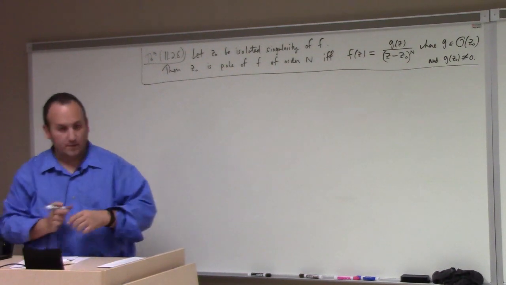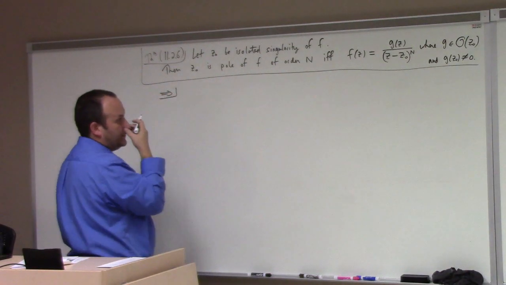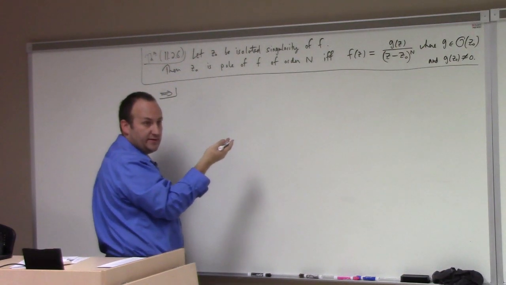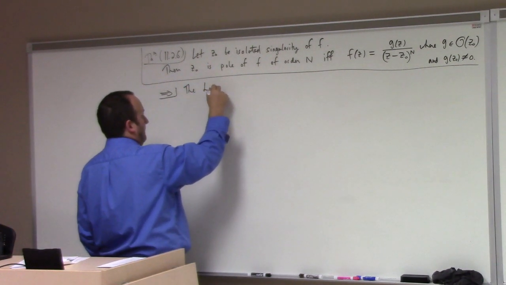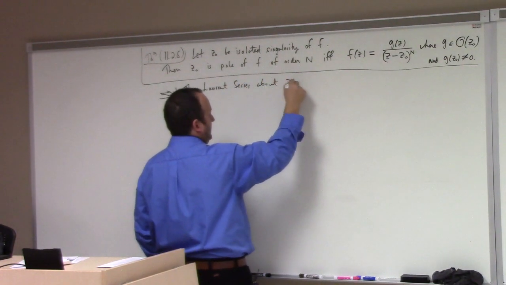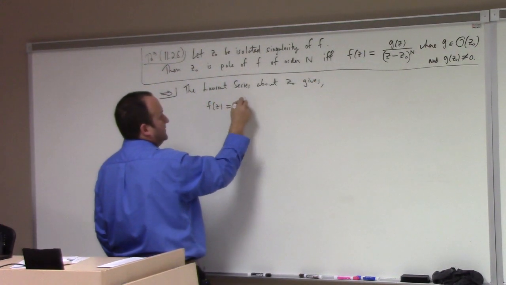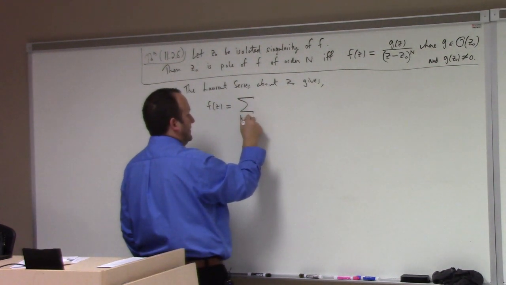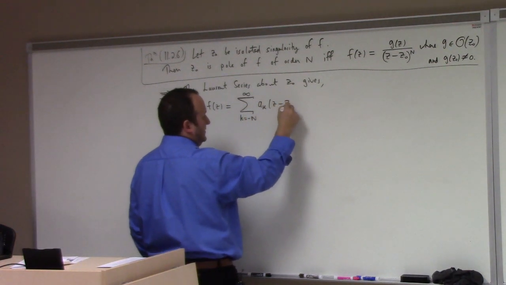All right, so here we go. What's the forward direction of the proof? Essentially just the definition. By definition, if it's an isolated singularity, we're going to use the Laurent series expansion about z naught. So the Laurent series about z naught gives f of z equal to the sum k equals minus n to infinity of a sub k (z minus z naught) to the power k.